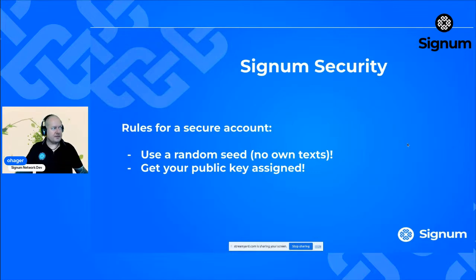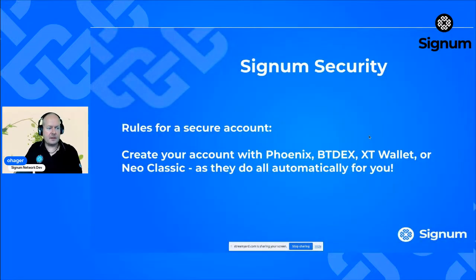So as a final outcome, the rules to secure an account in Signum are: use a random seed, no text ever, and get your public key assigned. I said rules for a secure account means, in a more user-friendly way: create your account with one of the official wallets out there: Phoenix, BTDEX, XT Wallet, Neoclassic, and the upcoming mobile wallet. I can say that I start by March working on revamping the existing, not fully functional mobile wallet. Thanks to Time Walker again on this channel, who helped me on that, and we will bring this to iOS and all the stuff.